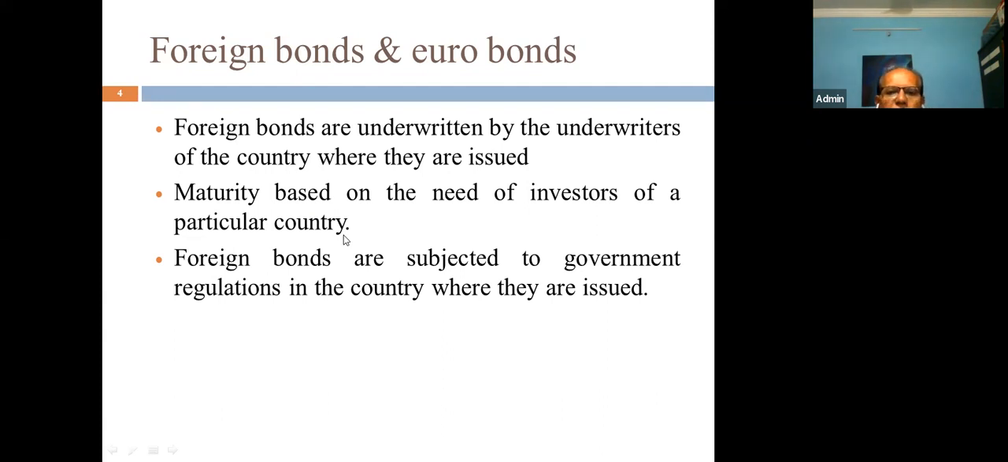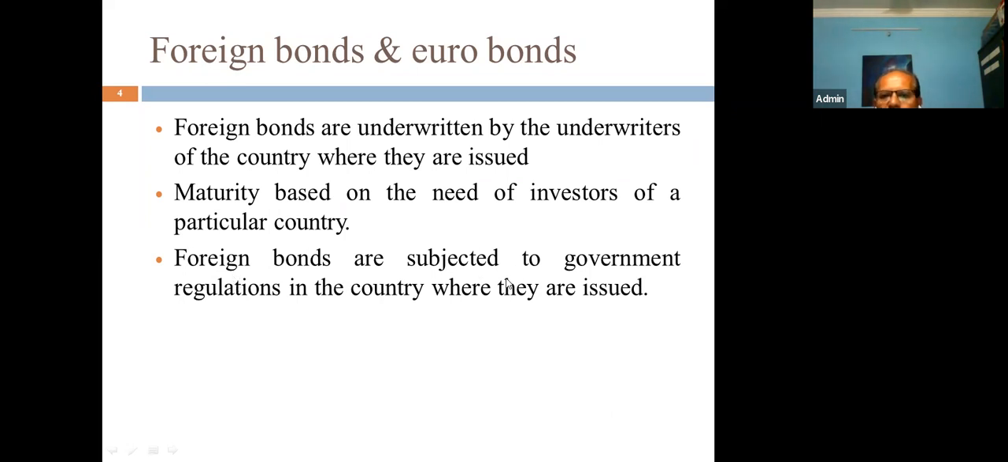Suppose an Australian investor is putting investment in an American company. If he is interested only for 2 years, the maturity will be 2 years, because it is his wish. Vice versa, suppose an England investor is investing in America and he is interested for 3 years. Then for the England investor, the maturity will be 3 years. So maturity is based on the need of investors of a particular country.